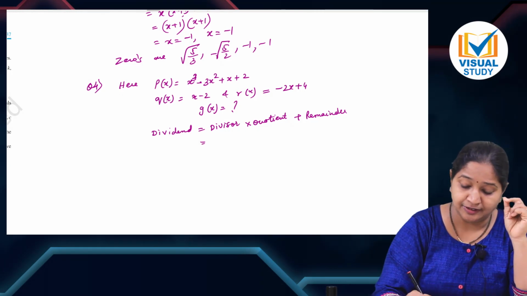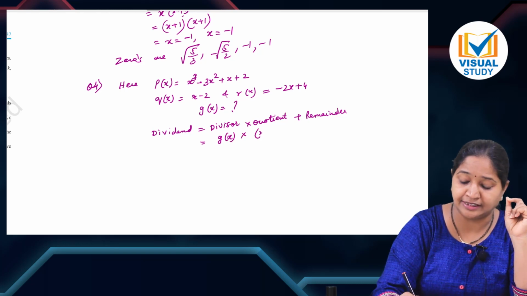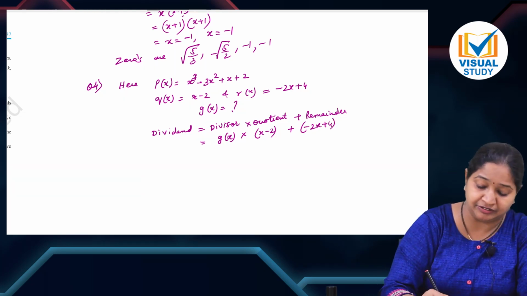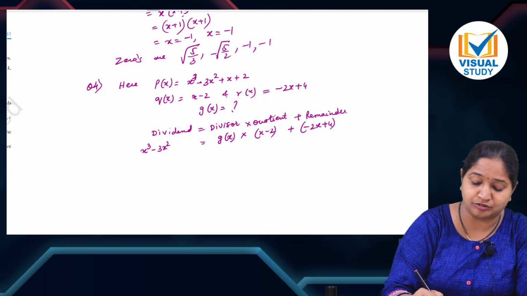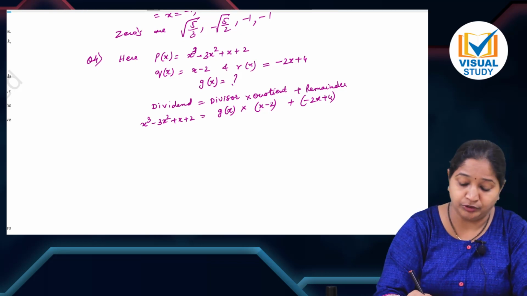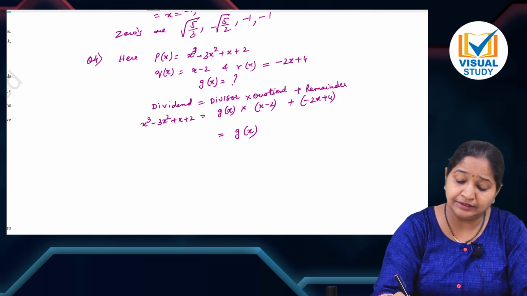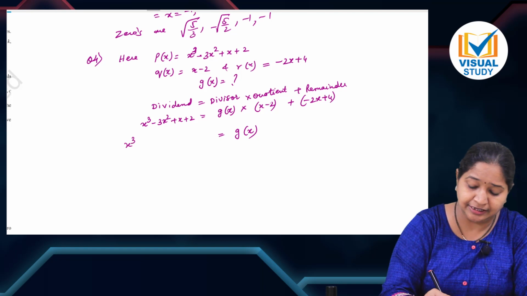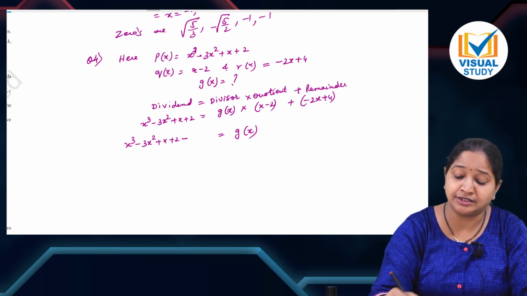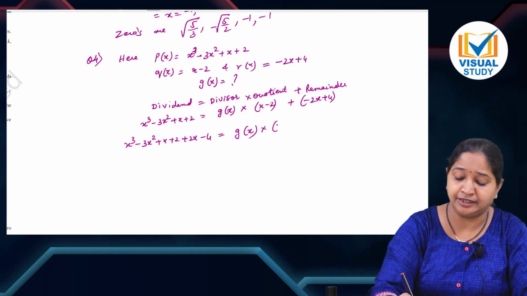Just put the values in that. What is your divisor? You don't know, that is g of x. What is your quotient? That is x minus 2. What is your remainder? That is minus 2x plus 4. And the dividend they have given us, that is x cube minus 3x square plus x plus 2. What you have to do is keep the g of x as it is. This plus is there, just bring it to this side, so you get plus minus. Now when you bring this to this side, minus 2x gets plus 2x and plus 4 gets minus 4, and you get x minus 2.